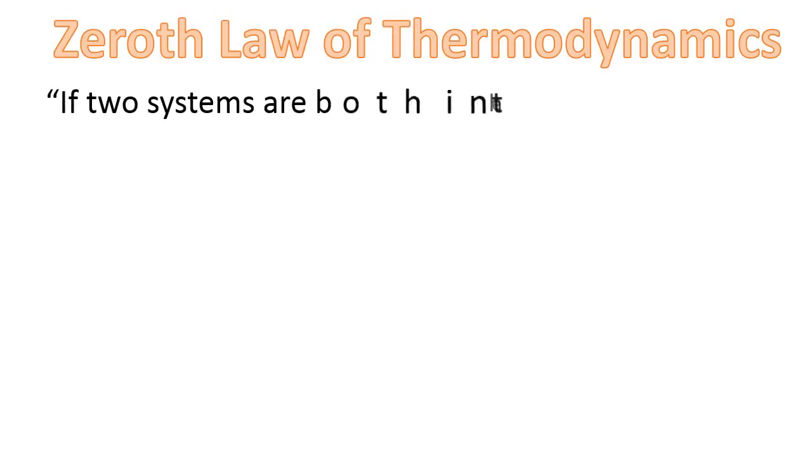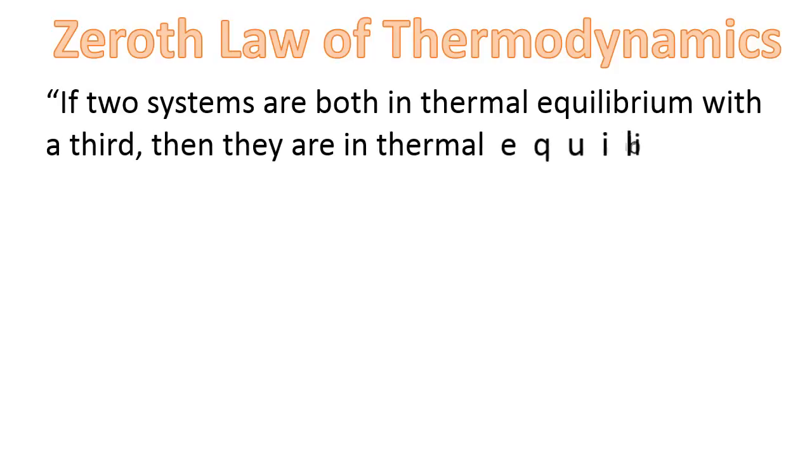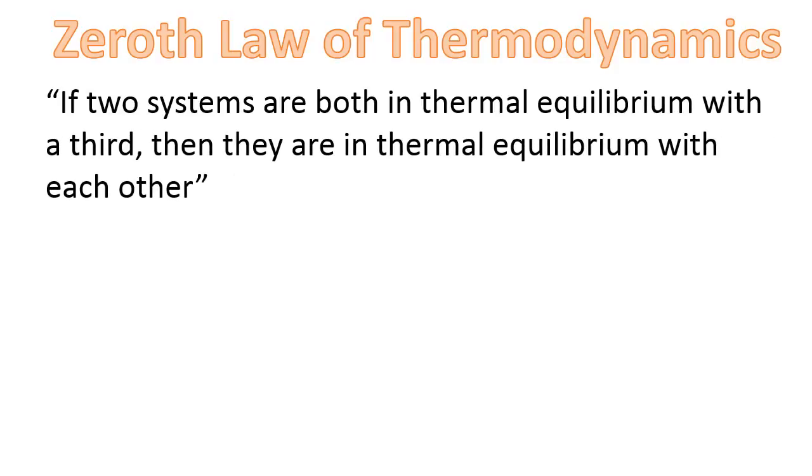Now we will review the 4 laws of thermodynamics. Zeroth Law of Thermodynamics establishes that if two systems are both in thermal equilibrium with a third, then they are in thermal equilibrium with each other.